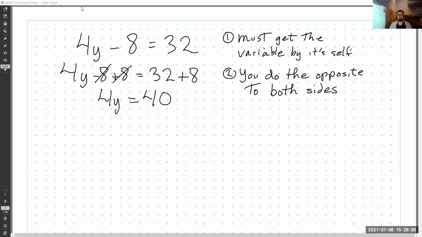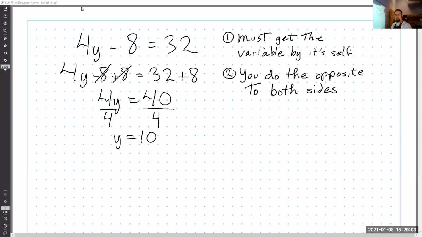So here we are, almost at the end. In order to get y by itself, again, we have to do the same thing to both sides of the equation. Here we need to divide both sides by 4. We're doing the opposite: 4 times y, so now we're dividing by 4. We divide by 4 on both sides of the equation, and we are left with y equals 10.